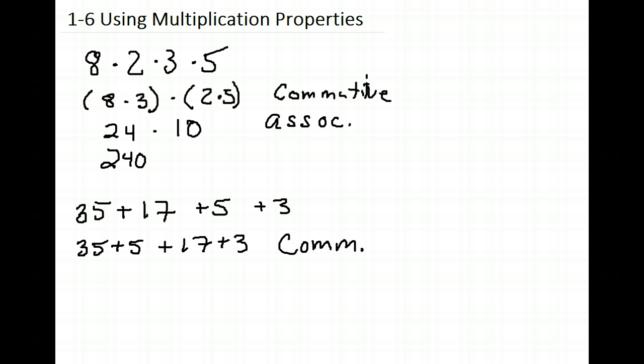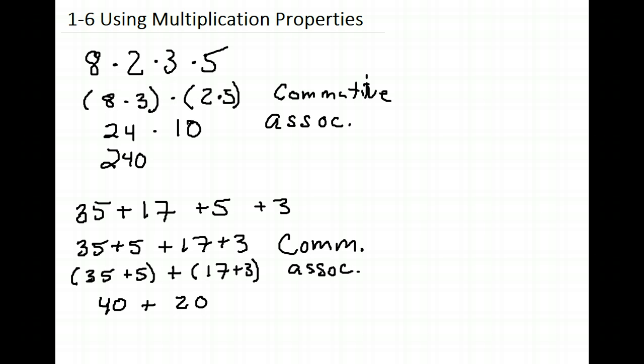Okay, so we've reorganized them. Now let's group them together. So we have open paren 35 plus 5 close paren plus open paren 17 plus 3 close paren. So this is the associative property. We're regrouping them. So then we can easily do the math. So first we have 35 plus 5, which is 40, plus 17 plus 3, which is 20. So now we have 40 plus 20, which is 60. So using the commutative property and the associative property, we were able to simplify this easily using mental math.